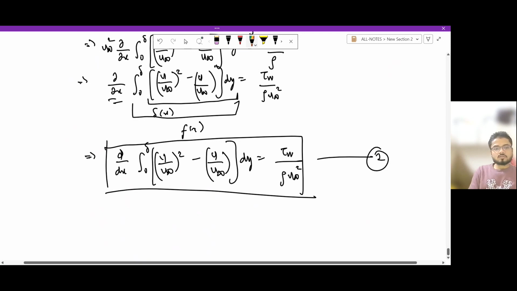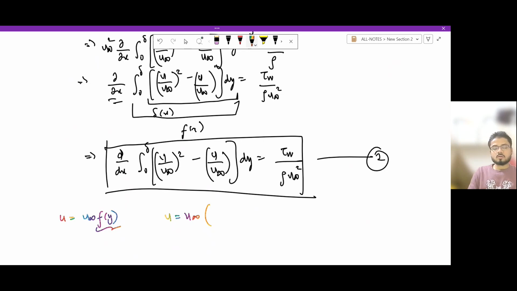Now you could also have, let's say for this, we need a certain u infinity times a function of y, a certain formulation like this. What people usually do is that they consider u infinity times C1 plus C2y plus C3y squared plus C4y cubed.